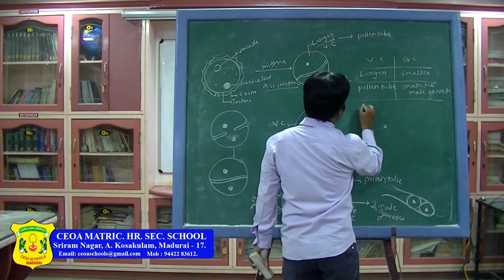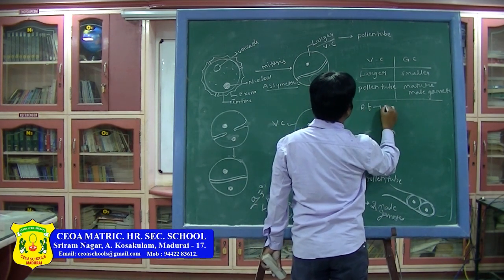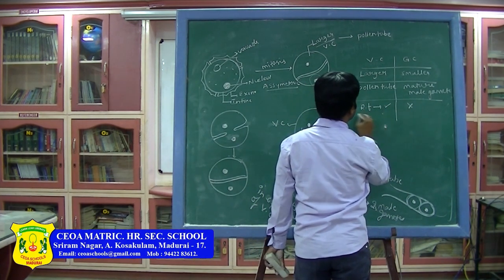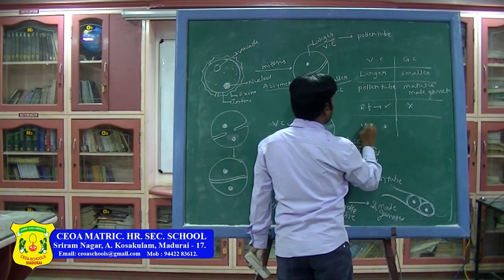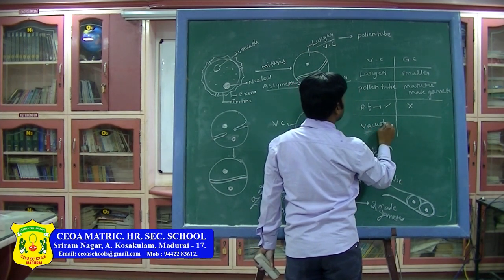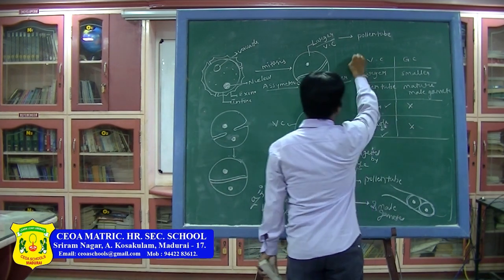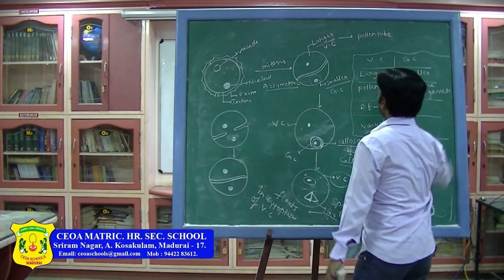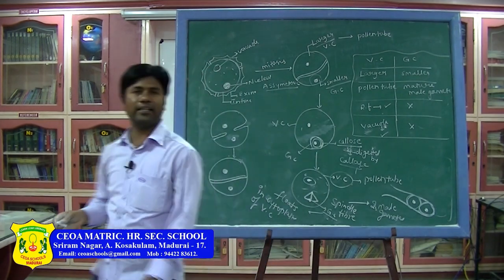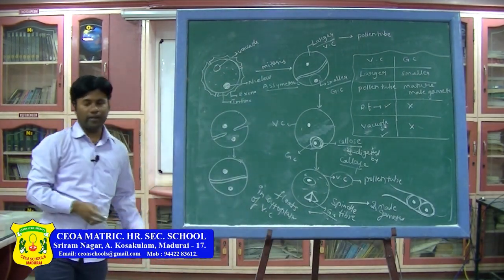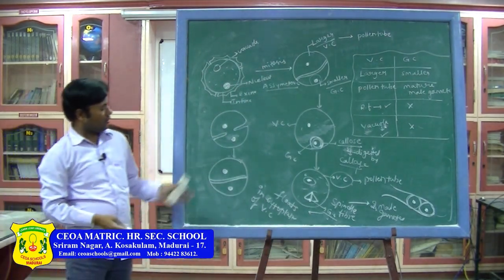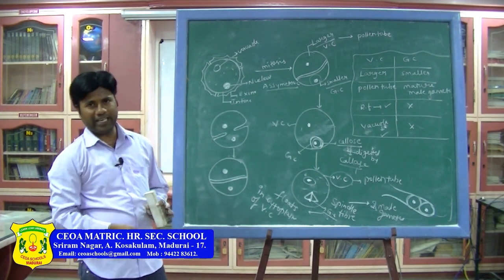Next, reserve food material is present in the vegetative cell, while it is absent in the generative cell. Whereas the vacuole is also present in the vegetative cell, but it is absent in the generative cell. So these are the differences between the vegetative cell and generative cell. This is about the development of the male gamete.